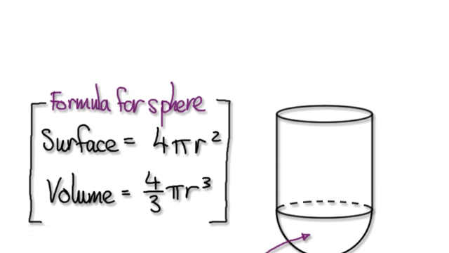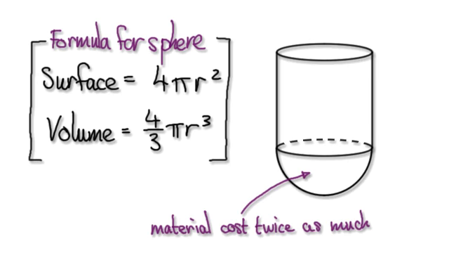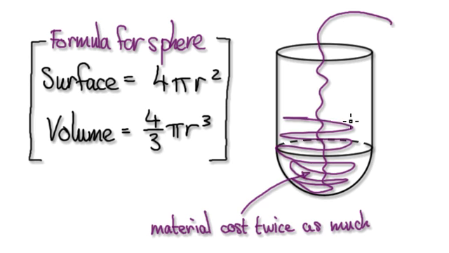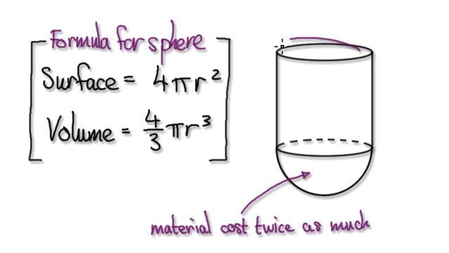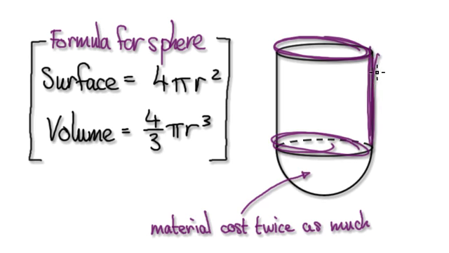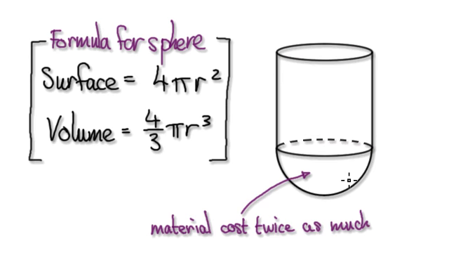Okay, let's give you guys some more practice. So let's say you're trying to make this water container here. You would pour water into here, and then it would slowly fill up. This bit here is like a cylinder, so you can call its height H, and this dome here is like half of a sphere.